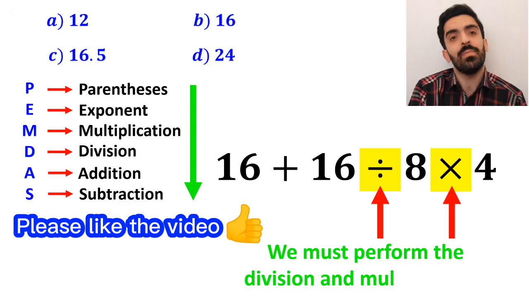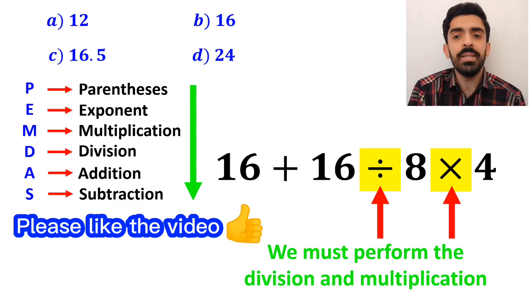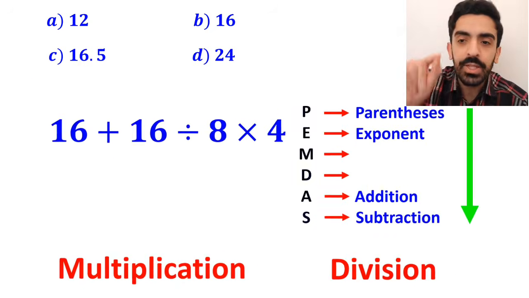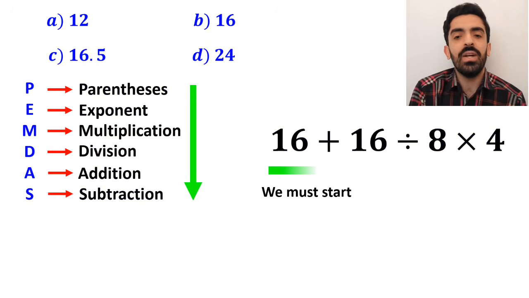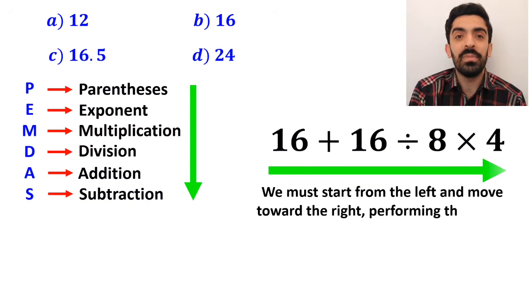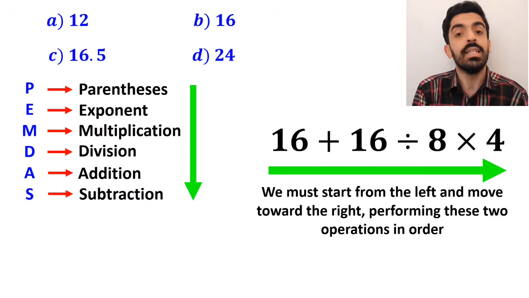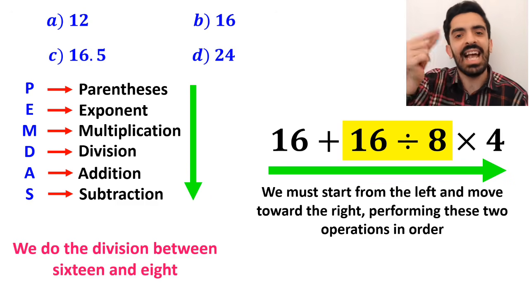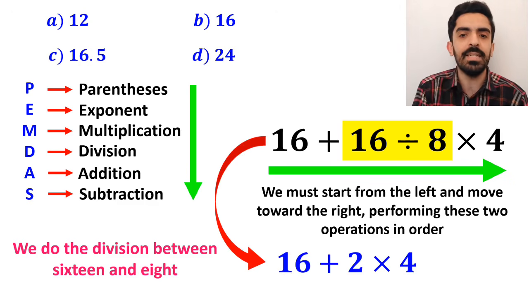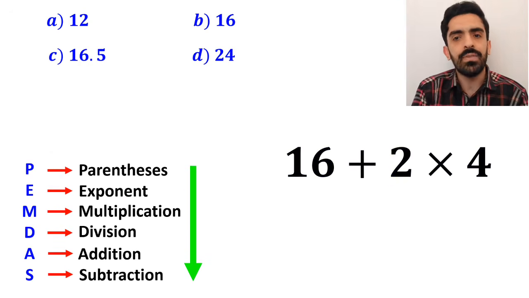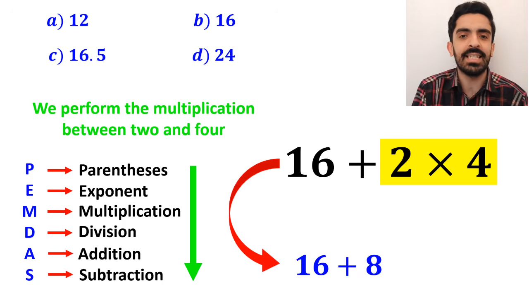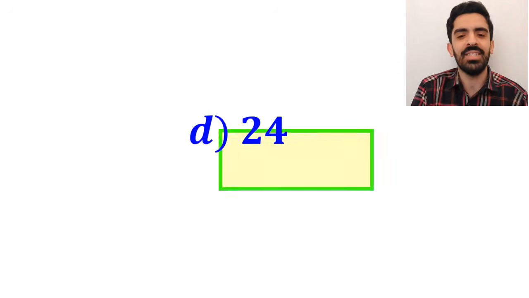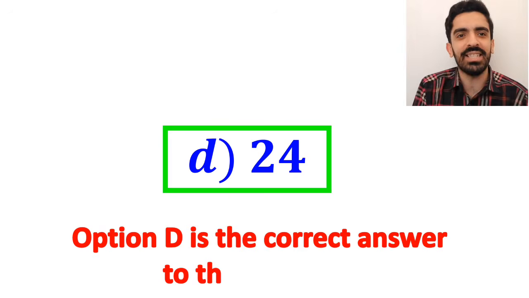Then, we must perform the division and multiplication. However, it's really important to understand that in the PEMDAS rule, multiplication and division have the same level of priority. In this situation, we must start from the left and move toward the right, performing these two operations in order. So, first we do the division between 16 and 8, and this expression simplifies to 16 + 2 × 4. In the final step, we perform the multiplication between 2 and 4, which simplifies this expression to 16 + 8. And finally, the value of this expression will be 24. That's great. Option D is the correct answer to this question.